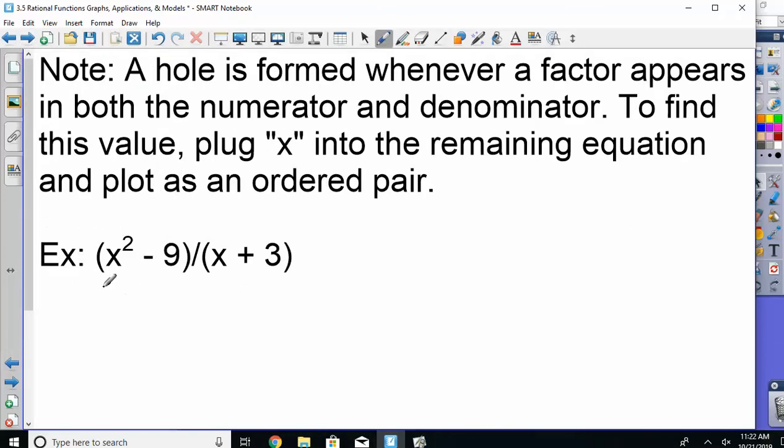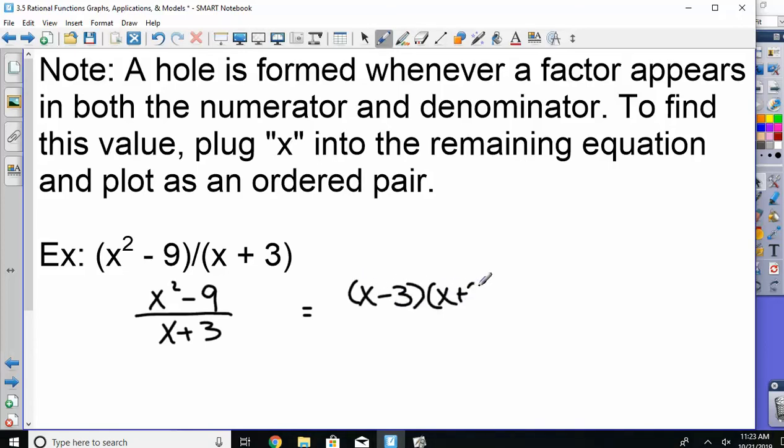The last thing I want to mention is sometimes we will get a hole in our graph, and that happens when something cancels out of the top and bottom. So easiest way to make sense of this is just look at an example. If I gave you x squared minus 9 over x plus 3. You could factor the top. How does that factor? X minus 3, x plus 3. And then what happens? Those cancel, and you get x minus 3.